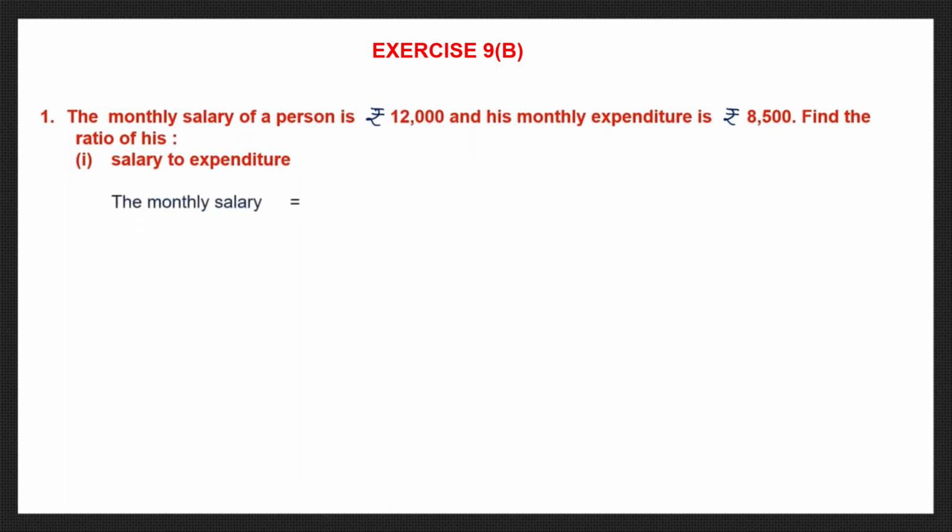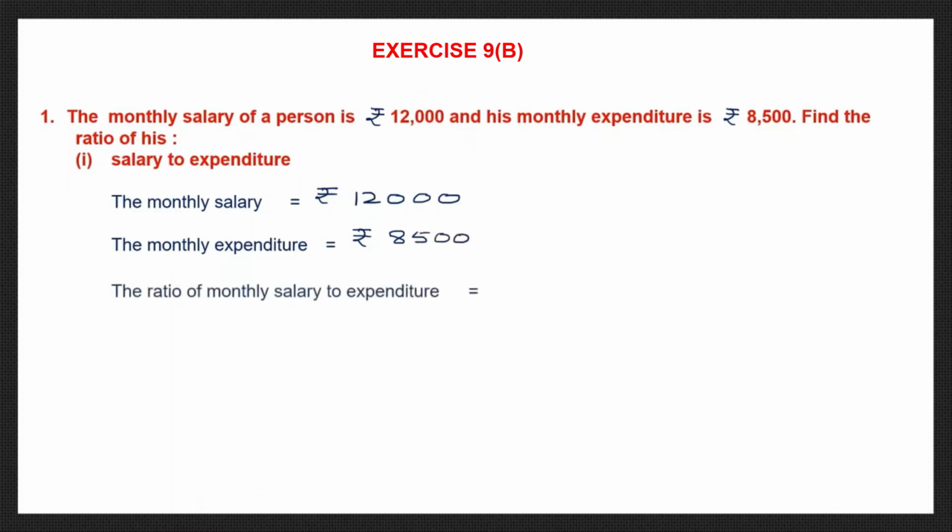The monthly salary is 12,000. Okay, this is given to us in the question. And the monthly expenditure is also given to us in the question. It is 8,500. Now, we have to find the ratio of the monthly salary to expenditure. So let's do that. Monthly salary is 12,000. His expenditure is 8,500. Now we are finding the ratio of these two.